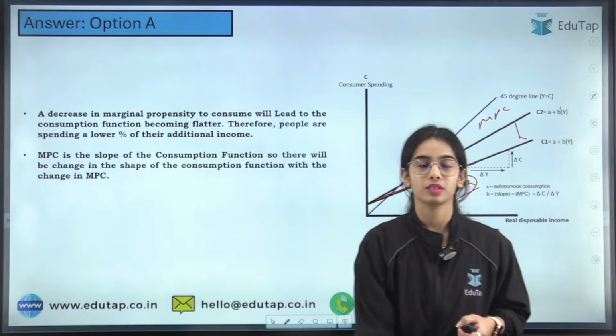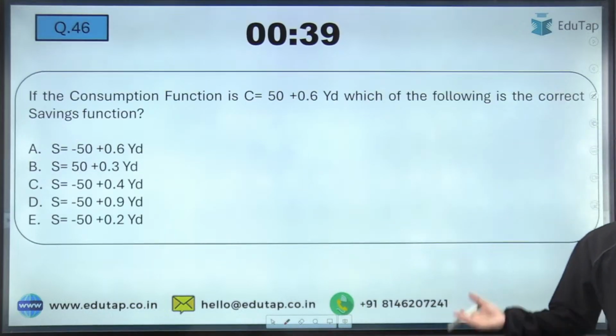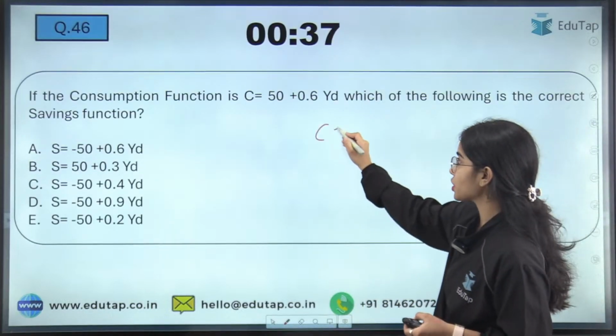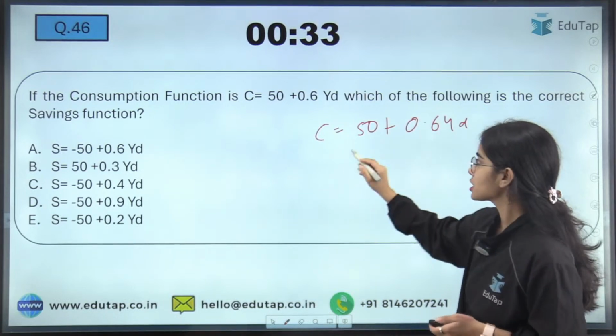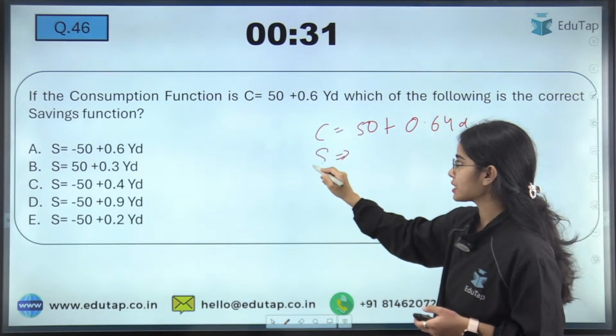Okay. Coming to the next question. So you have the consumption function: consumption is equal to 50 plus 0.6 YD. So this is your consumption function. What is the saving function?